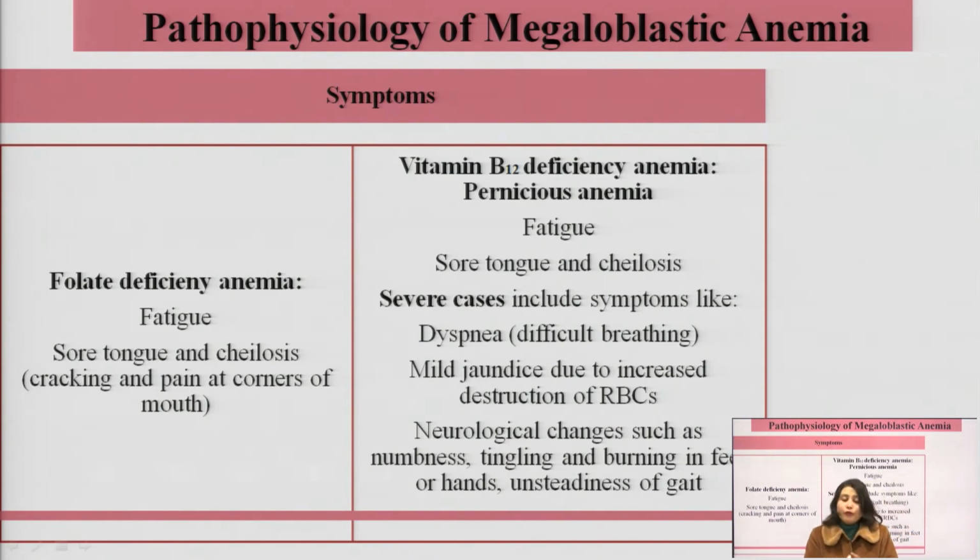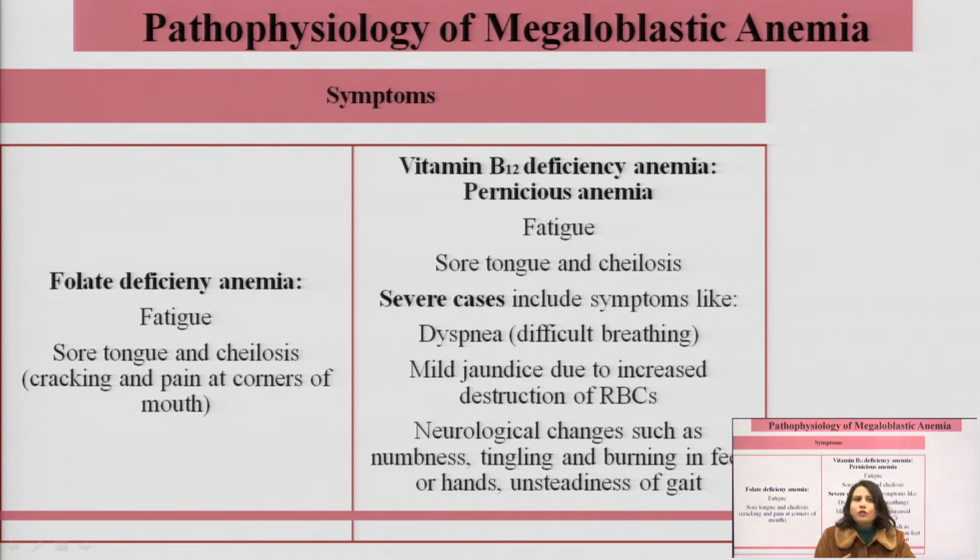Now, the symptoms of folate deficiency anemia and vitamin B12 deficiency anemia are more or less the same. They result in basically a sore tongue and cheilosis. What is cheilosis? Basically cracking and pain at the sides of the mouth, that is cheilosis. Then in severe cases of pernicious anemia or vitamin B12 deficiency anemia, dyspnea occurs. Dyspnea means difficulty in breathing. Then there will be mild jaundice.